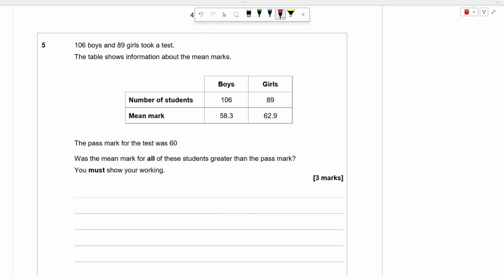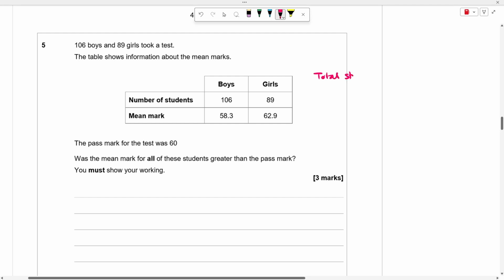Now moving on to question 5, it says 106 boys and 89 girls took a test. The table shows information about the mean marks, and the pass mark for the test was 60. Was the mean mark for all of the students greater than the pass mark? You must show your working out. So for this, what we need to do is work out what the overall mean mark is for all of the students. So let's just have a look at the information.